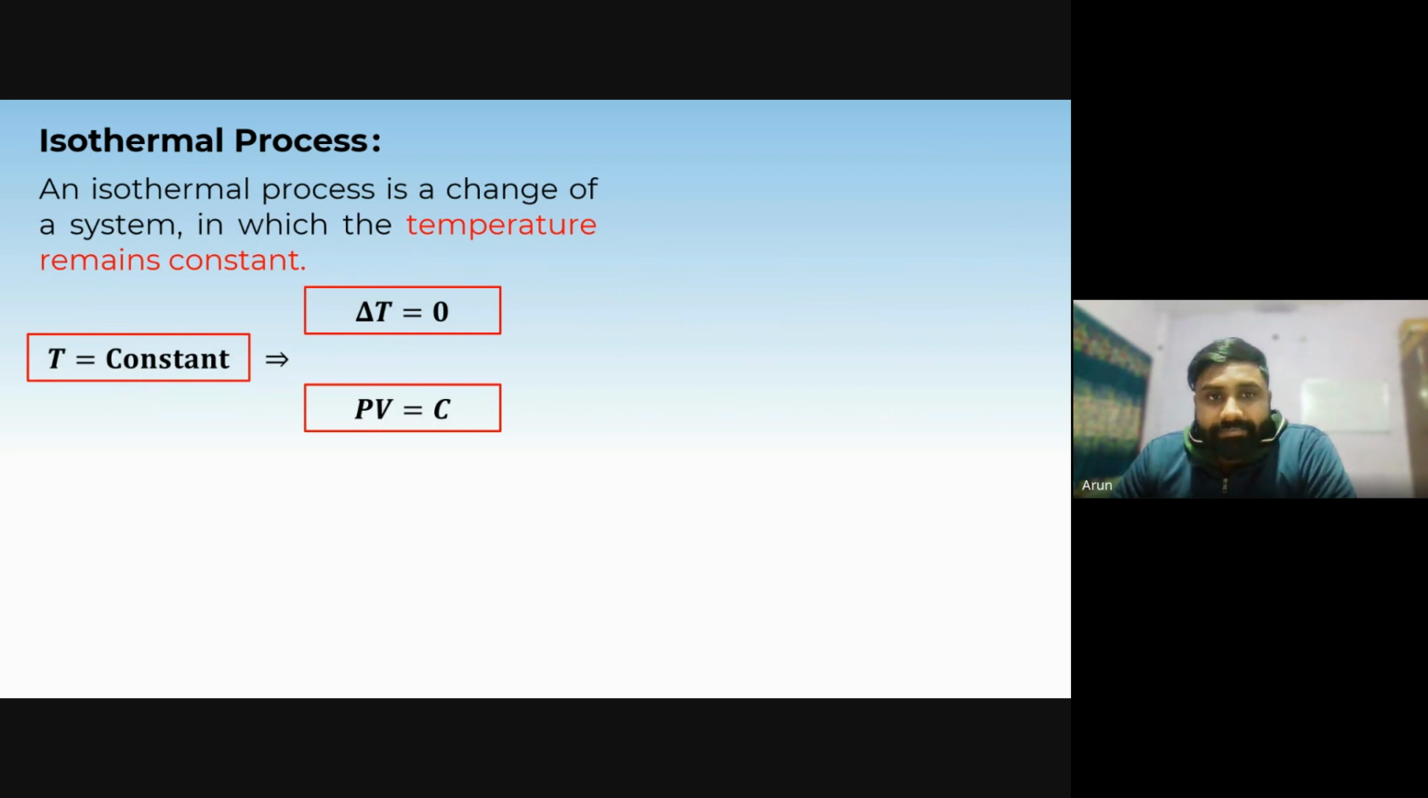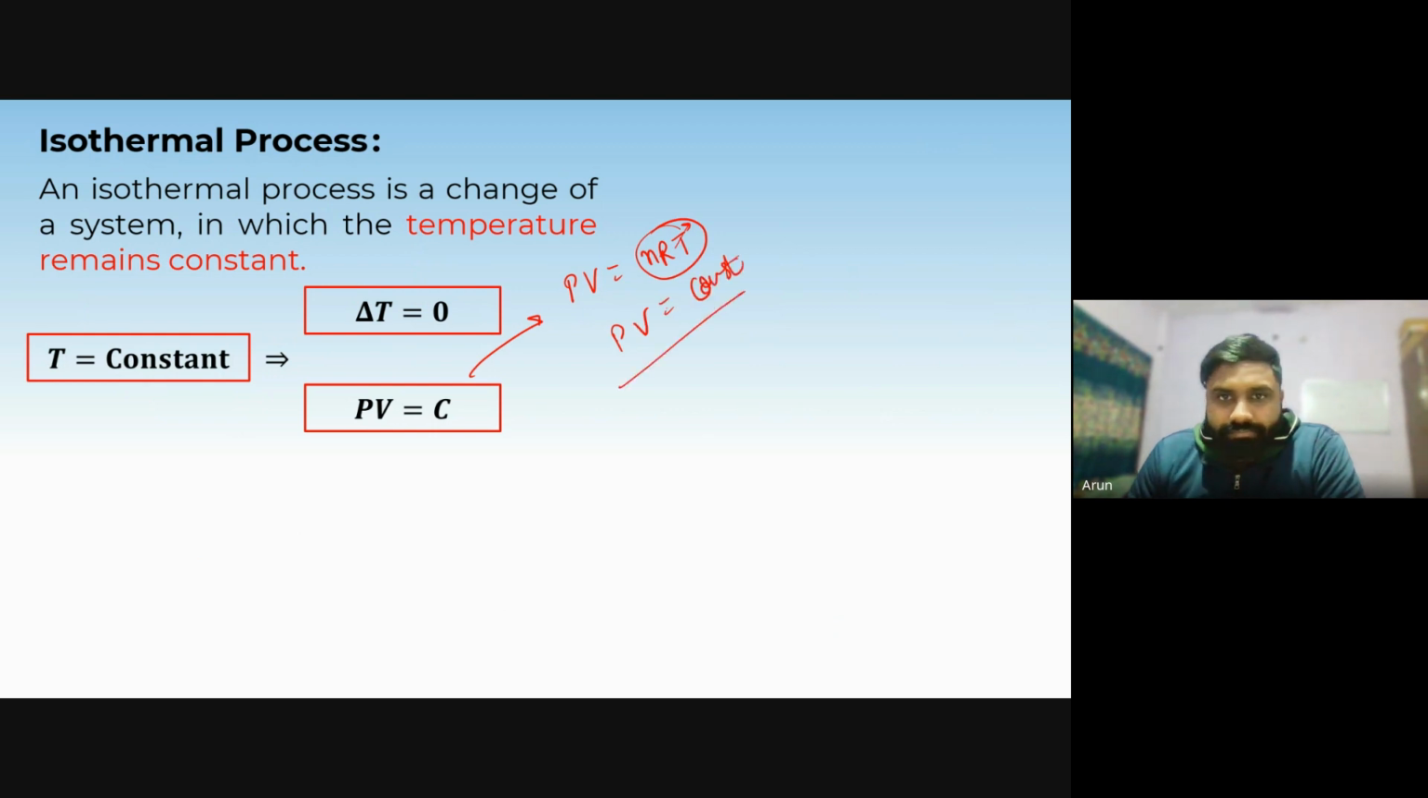So we can say that if delta T is equal to 0, change in temperature is 0, so PV is equal to constant. And this came from the ideal gas equation, PV is equal to nRT. So if T is constant, these all are constant itself. So PV is equal to a constant. Got it? No. I will derive it on my own, then you will see it in typed format, for your better understanding.